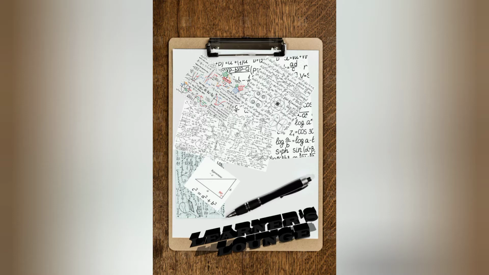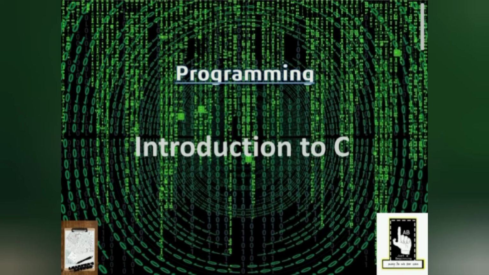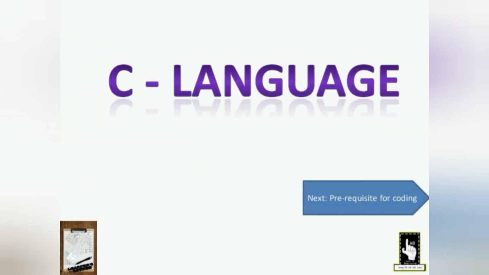So let's go, why wait? Next is to learn a programming language. As we mentioned, we will have 4 languages in this series. Firstly, we'll start with the C language. In this video, we are going to see an introduction to C, and the next is the prerequisites for coding using the C language. Let's get into the video without any further delay.